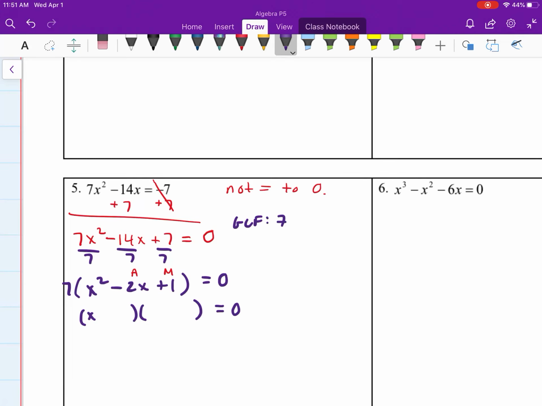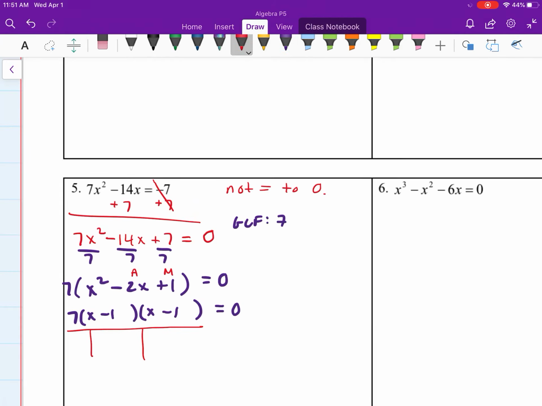This would become x squared is x times x. What multiplies to positive 1 and adds up to negative 2? The only two numbers that I know that multiply to positive 1 are 1 times 1. But 1 and 1 doesn't add up to negative 2. But negative 1 times negative 1 multiplies to positive 1 and also adds up to negative 2.